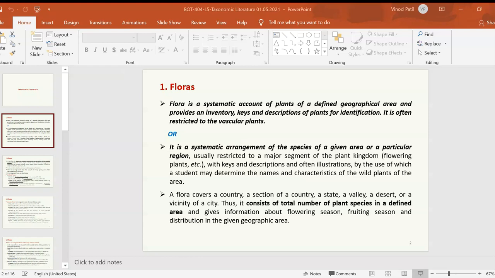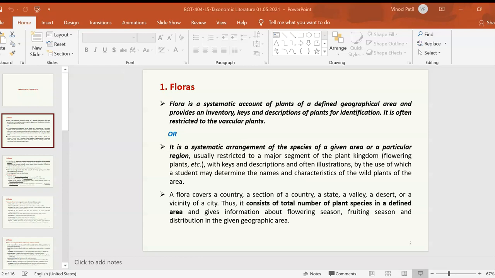So what does it mean or what does it contain? Flora is a systematic account of plants of a defined geographical area. So it is a book, actually. It's a book whereby the details of almost each and every plant are written, and this is limited to the defined geographical area, and provides an inventory, keys, and descriptions of plants for identification, and it is often restricted to the vascular plants.